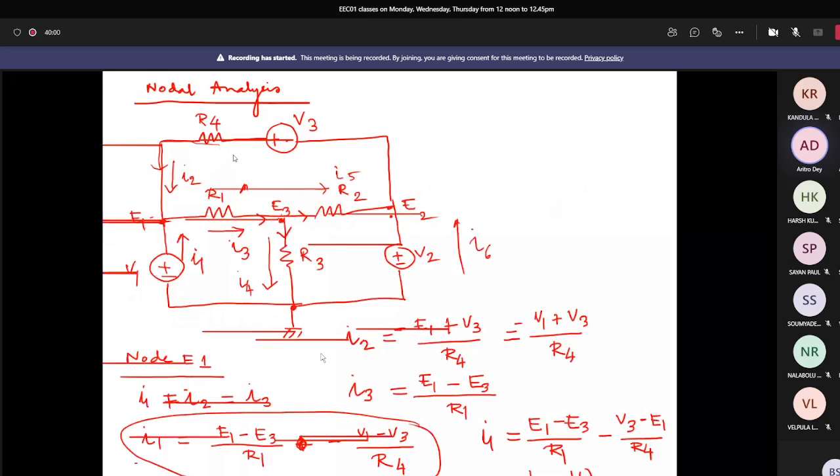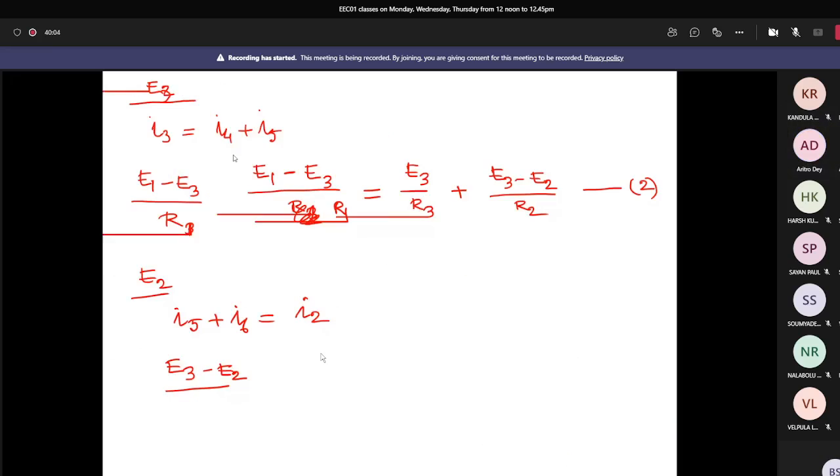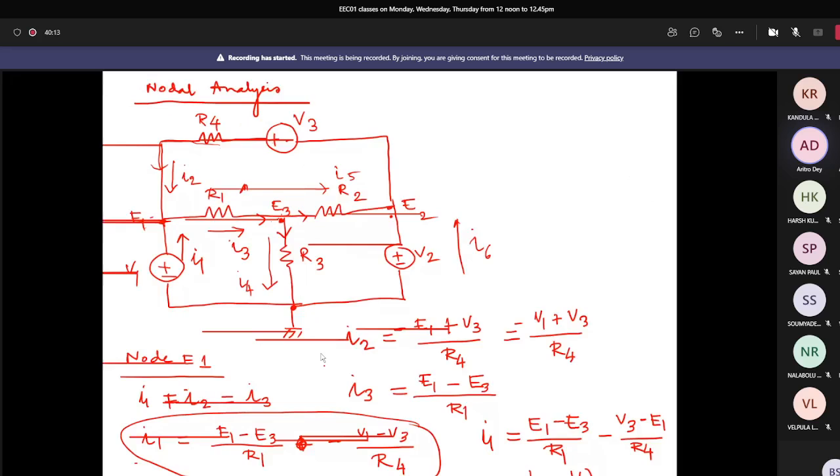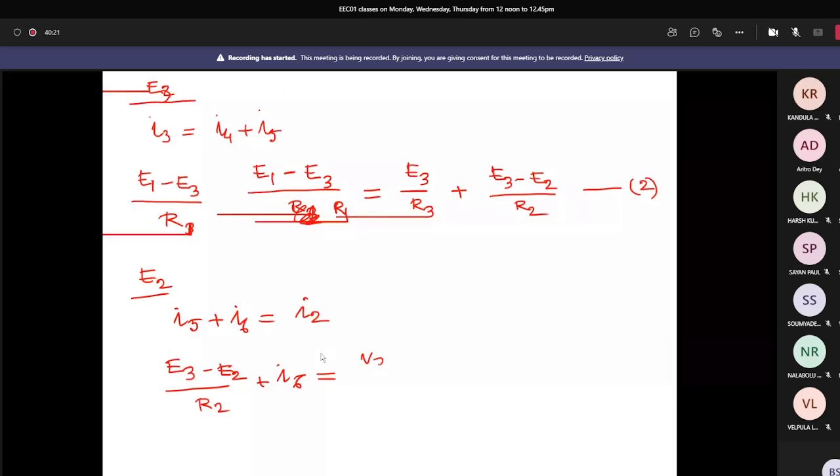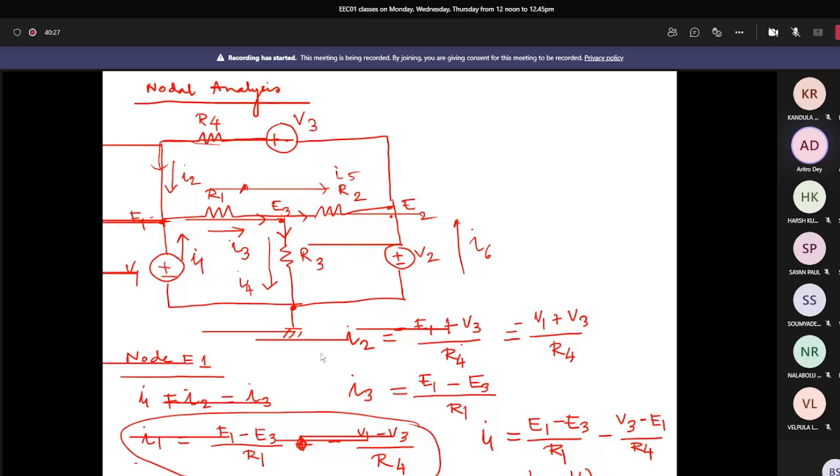Okay. So E3 minus E2 divided by R2 plus I6 equal to, what is your I2? I2 is again V3 minus E1 by R4 minus V1 by R4.